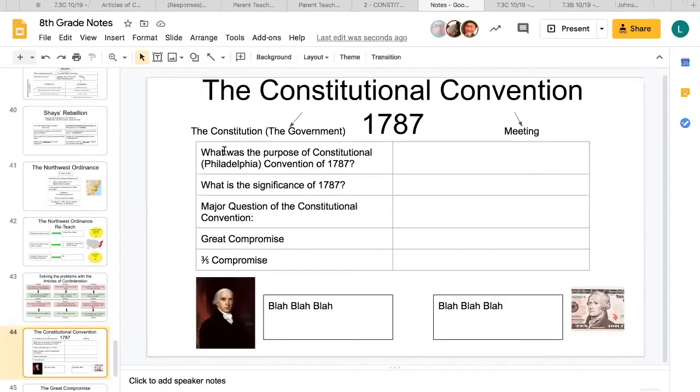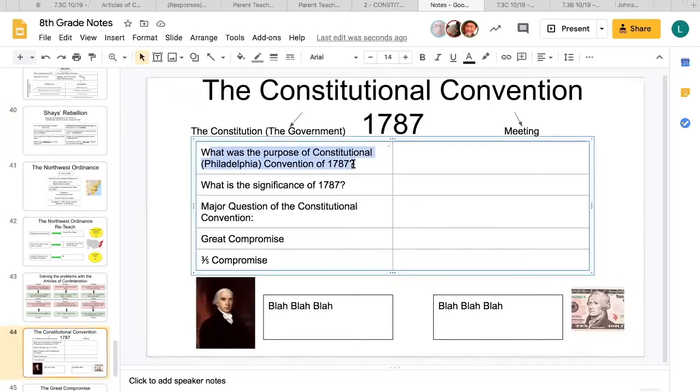So what is the purpose of the Constitutional Convention of 1787? What are they going to do? Change the government. That's the purpose. They are going to change the government. Are they going to fight a big bloody war like a revolution, a war to change the government? No. They are going to work together and find compromises that are going to change the government.